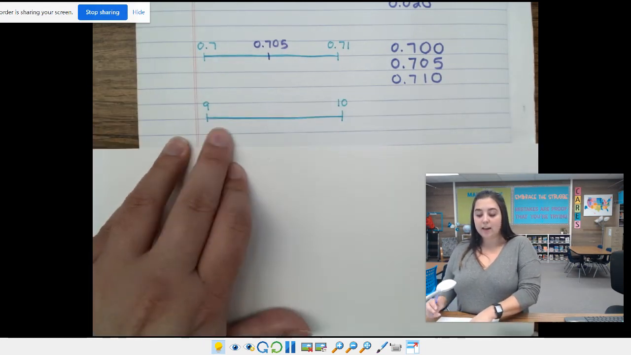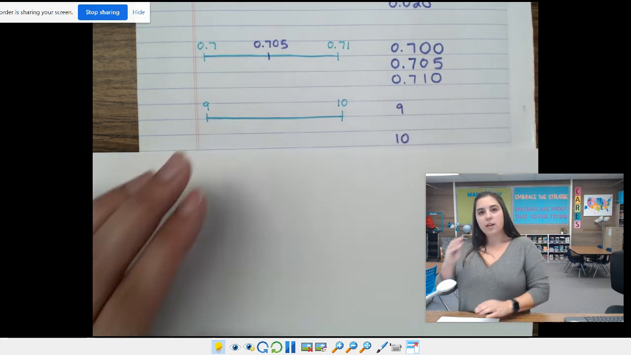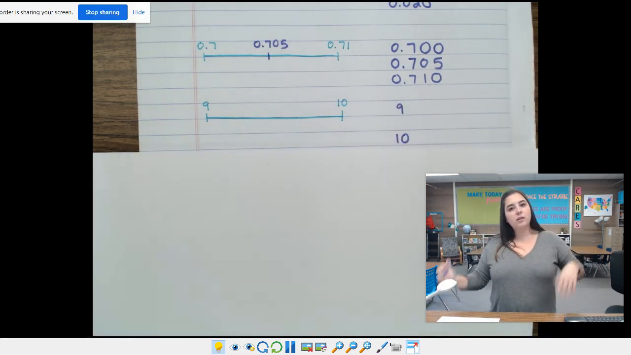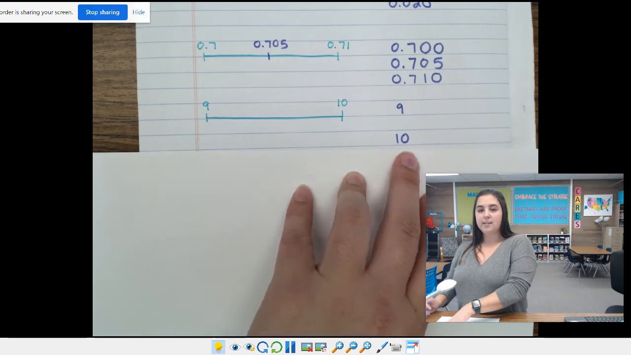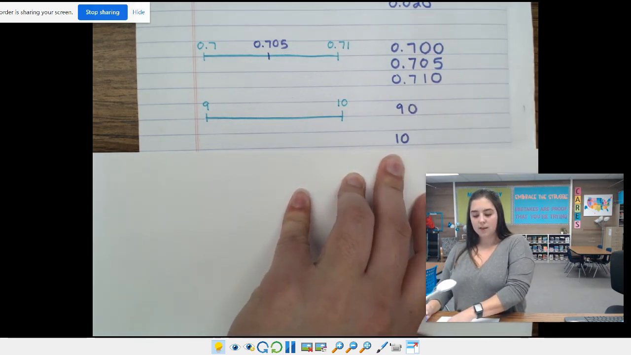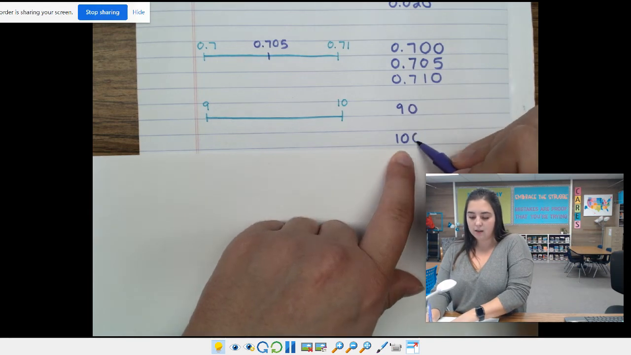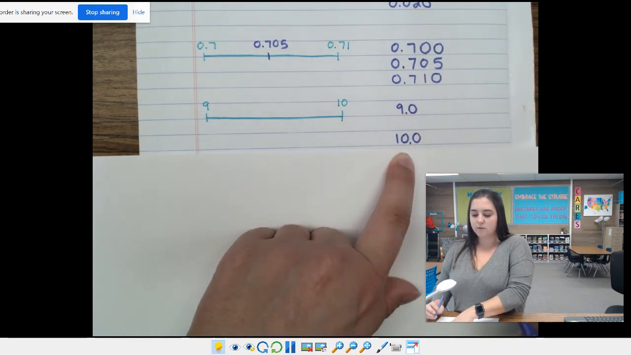Now we're between 9 and 10. Do the same thing. Write out your 9. Write out your 10. Is there anything between those two? Nope. Trick with these ones, you can't just add a 0. Because is 9 the same thing as 90? And is 10 the same thing as 100? Nope. We need to add a decimal also.